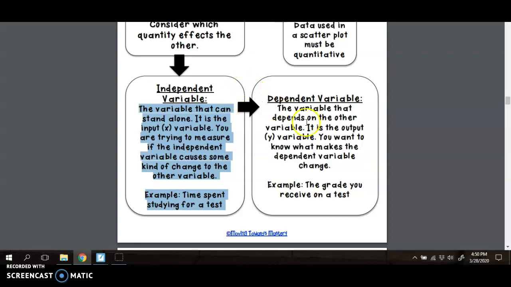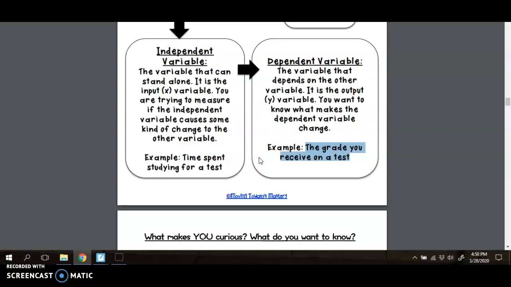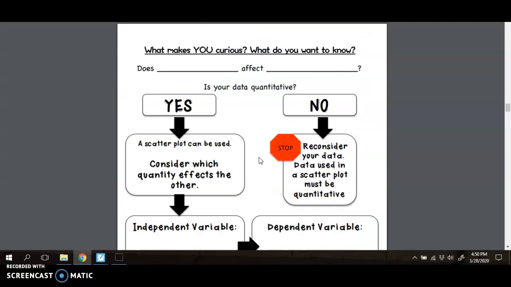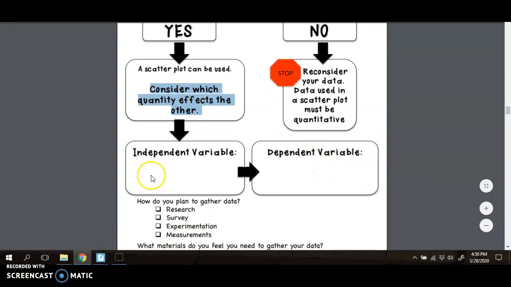Then your dependent variable, the variable that depends on the other variable, is the output y variable. You want to know what makes the dependent variable change, okay? So this is going to be that grade. Again, change it into a quantitative thing, so base it on percentages or the amount of points they got, okay? So here's what yours looks like. Yours looks like this one, where they throw this part in too and talk about this, but you're going to fill in what your independent variable is and what your dependent variable is, okay?